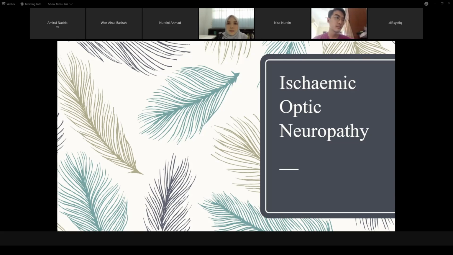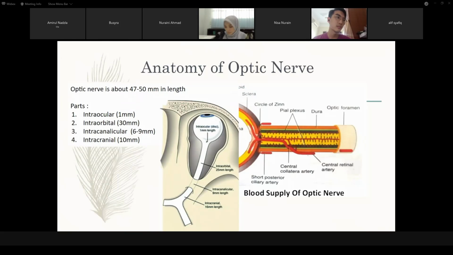Okay, so I will proceed with ischemic optic neuropathy. Next. First, we must know the anatomy of the optic nerve. The optic nerve is divided into 4 segments, which are the intraocular, intraorbital, intracanalicular, and intracranial. The intraocular segment is only 1 millimeter long, which is very short, and it lies within the retina and emerges through the scleral opening at the lamina cribrosa.